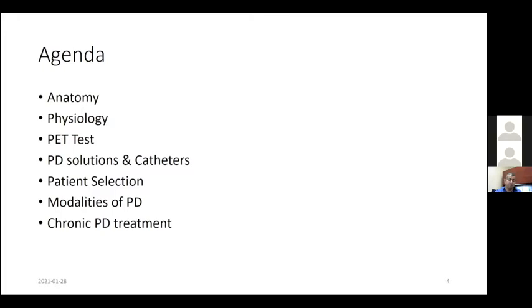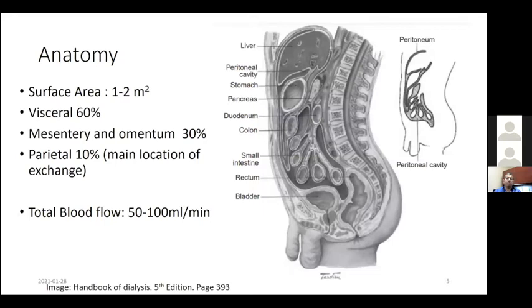Okay. So now, understanding what is peritoneum. So peritoneum, as we know, is the lining of the abdomen, and depending on the body size or the habitus of the person, the surface area is anywhere between 1 to 2 meters square. The visceral peritoneum is the peritoneum which is lining. Can you guys see the pointer? I'm not sure whether you can see the pointer. So this is peritoneum, and this is lining the viscera. So this is the major part of the peritoneum, and this is 60%. However, the other part is the parietal peritoneum, which is lined by the muscles and the skin.